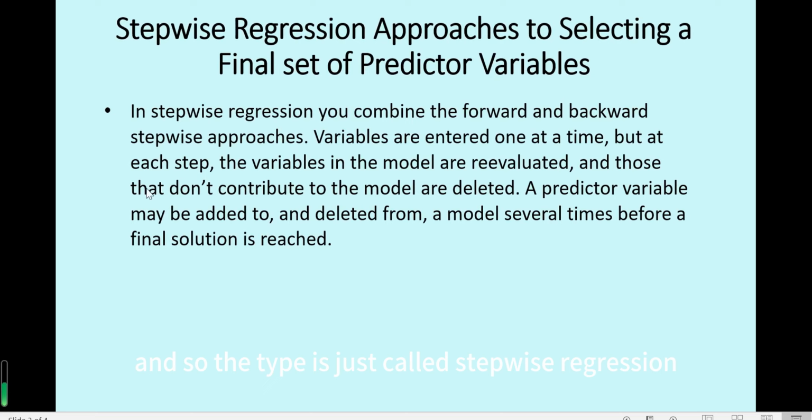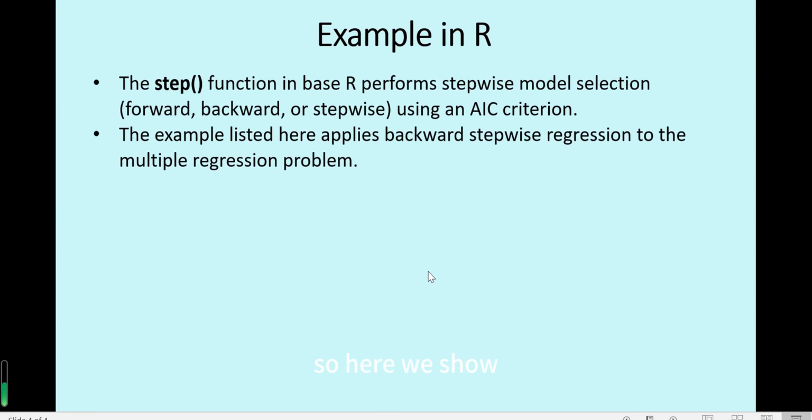The third type is just called stepwise regression. In this approach, you combine the forward and backward approaches. The variables are entered one at a time, but at each step, the variables in the model are re-evaluated, and those that don't contribute to the model are deleted. So in this approach, predictor variables can be added to or deleted from a model several times before a final solution is reached. Here we show one example for the backward stepwise.